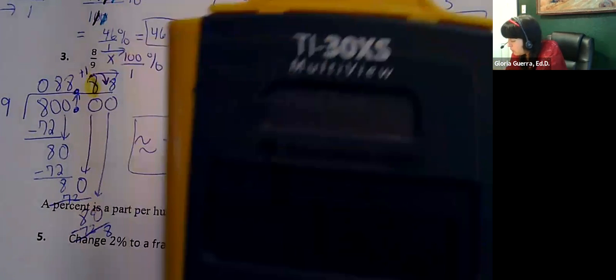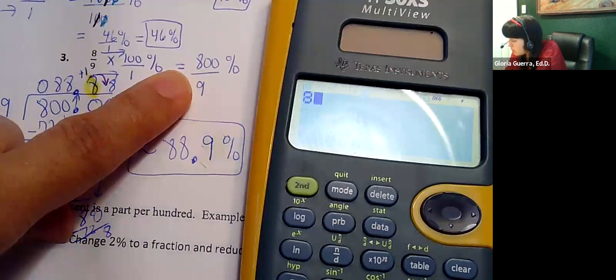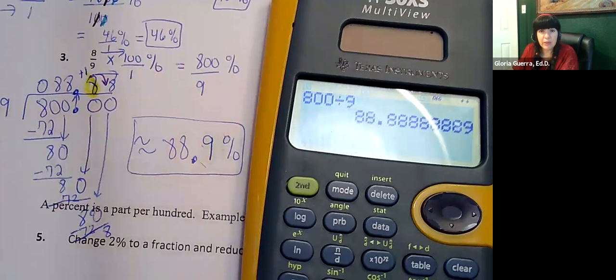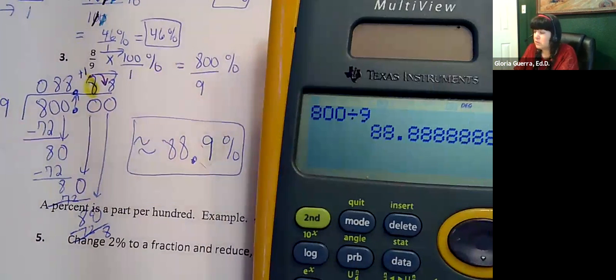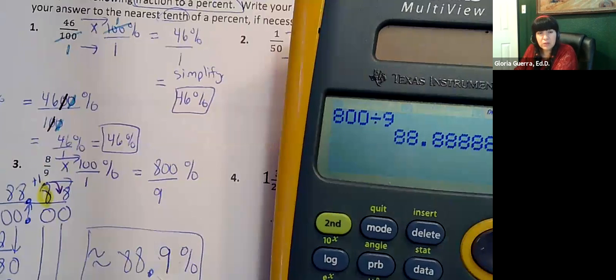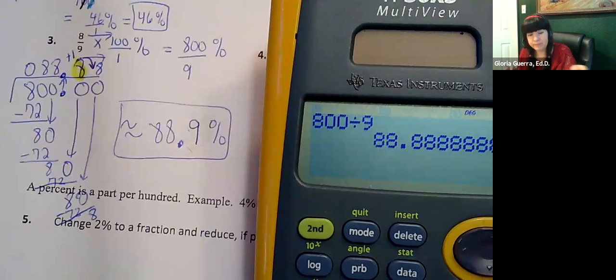You would do here 800 divided by 9. See all those repeating 8s. And we just terminated at the tenths. It said if necessary, right? Round to the tenths, right? If necessary. So we round that to the tenths place.